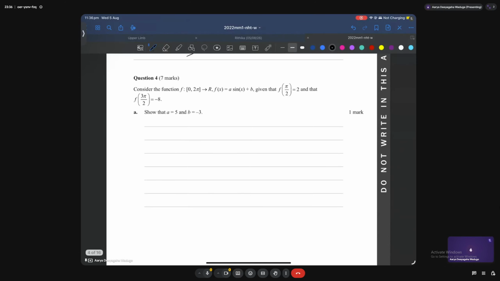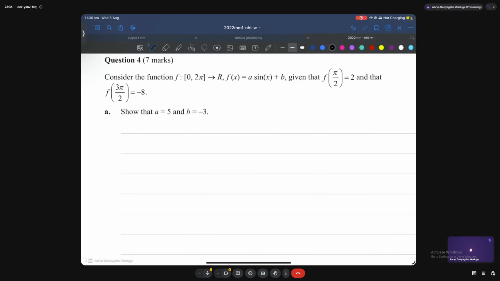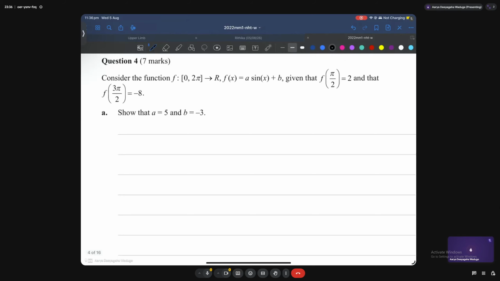So here we have this f of x, show that a is equal to 5, b is equal to -3. So we know that f of pi on 2 is equal to 2, and so on and so forth. So this is a simple simultaneous equation question. So from this we can get that, okay, sine of pi on 2 is equal to 1 if we use our unit circle. So a plus b is equal to 2, and we know that f of 3 pi on 2 is equal to -8.